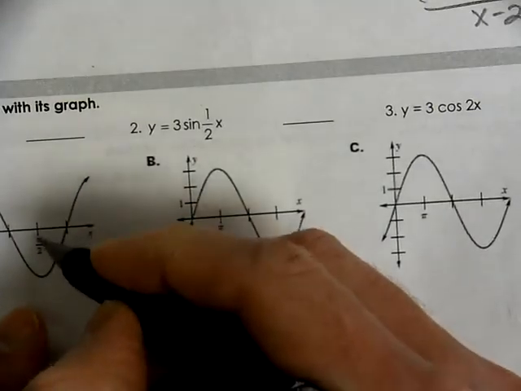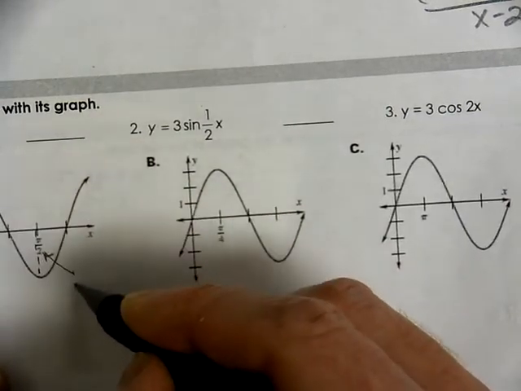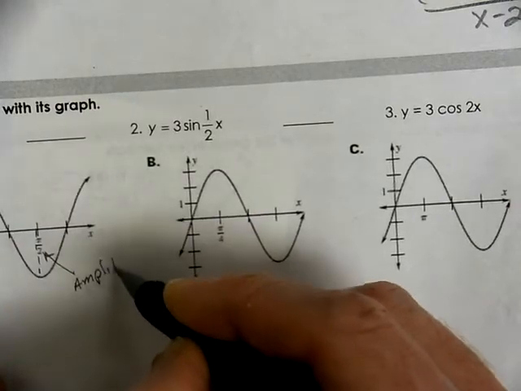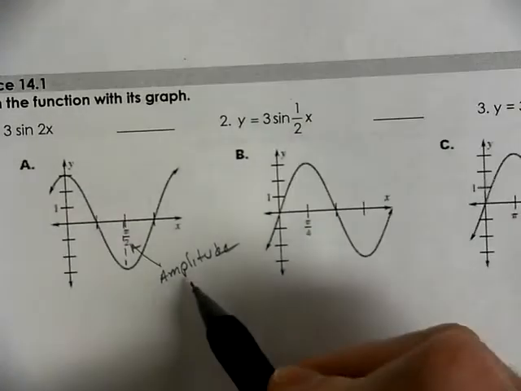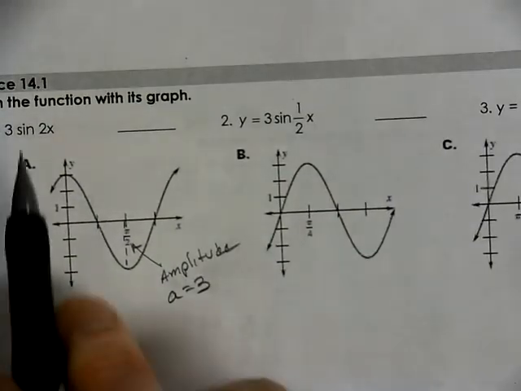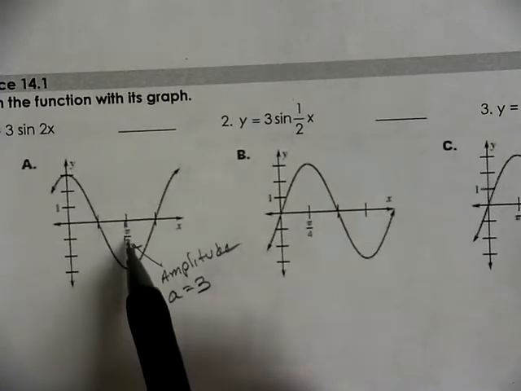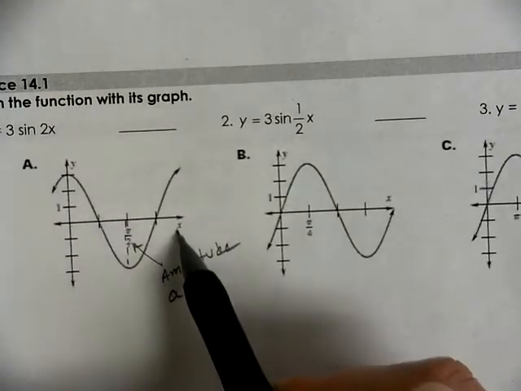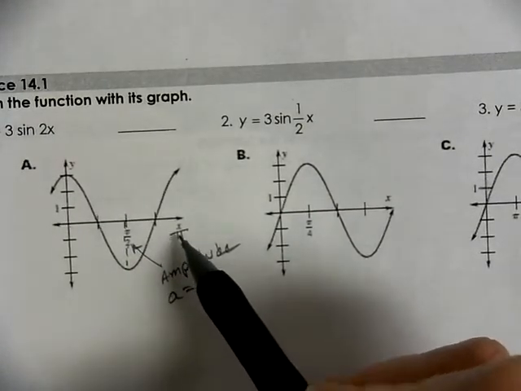This has an amplitude of 3. Okay, so your A equals 3. All three equations, A equals 3. This goes from, this is pi over 2. That's halfway, so this is pi. So it looks like the period is pi.